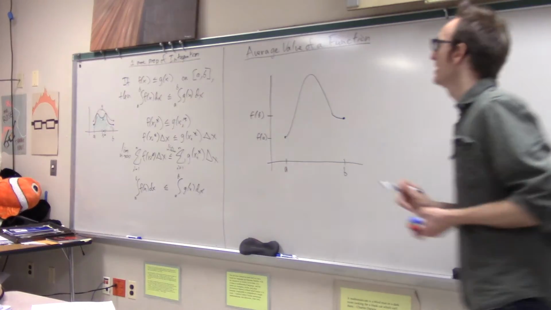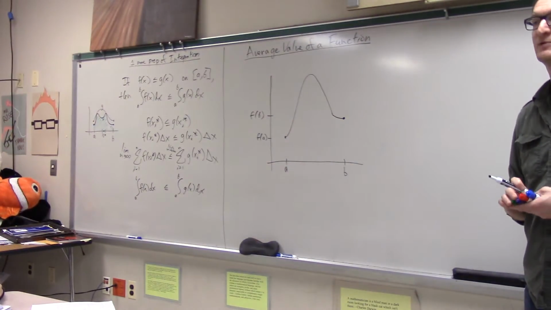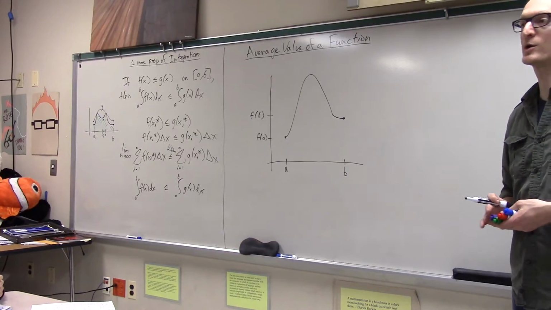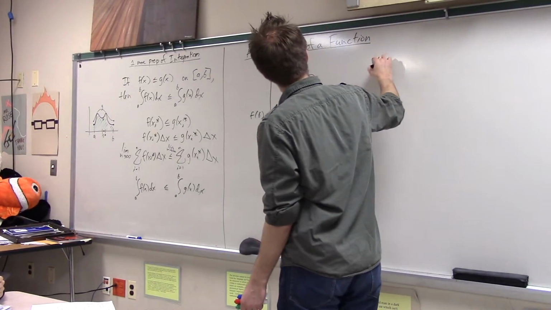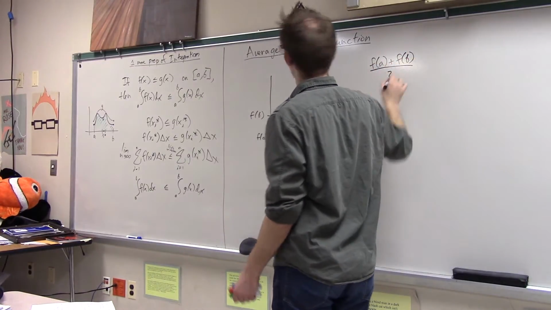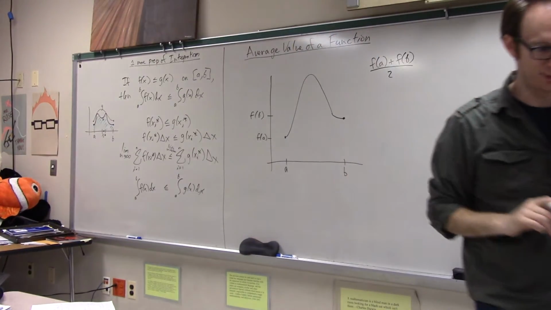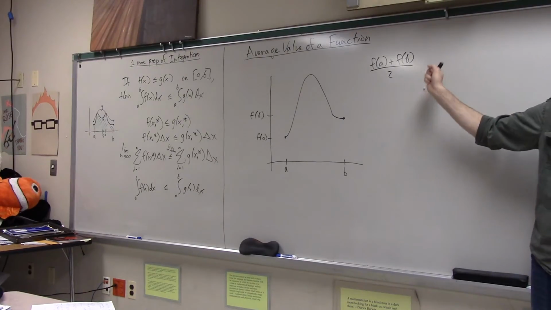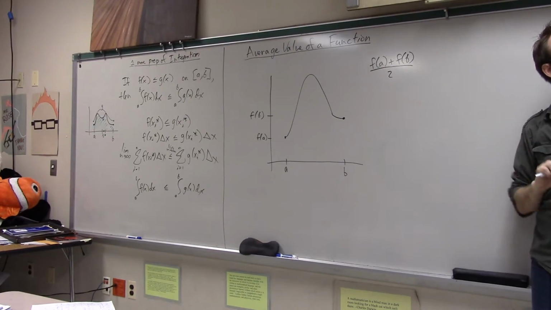He suggests that the average value of this function is simply the average value of the y coordinates. So just the value of the function at a plus the value of the function at b over 2. That's not an outrageously wrong, well, it is pretty outrageously wrong. Why is this wrong? Yeah, Brian.